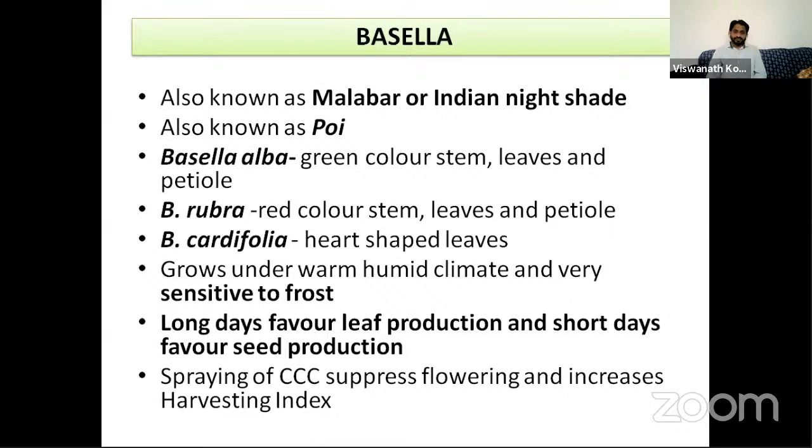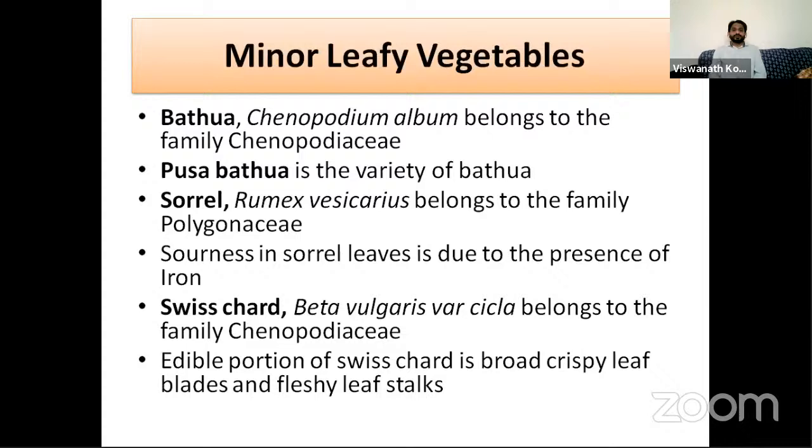And some minor leafy vegetables, like Bathua, Chenopodium album, and Pusa Bathua is an important variety. Sorrel, Rumex vesicarius, belongs to the family Polygonaceae. And Swiss chard, Beta vulgaris var. bengalensis, belongs to the family Chenopodiaceae. The edible portion of the Swiss chard is the petiole, leaf blade, and the midrib.